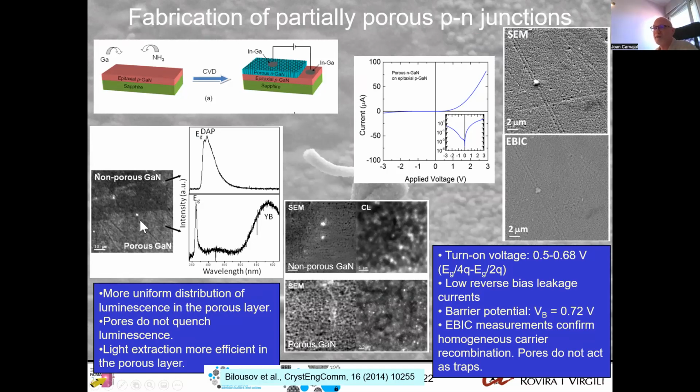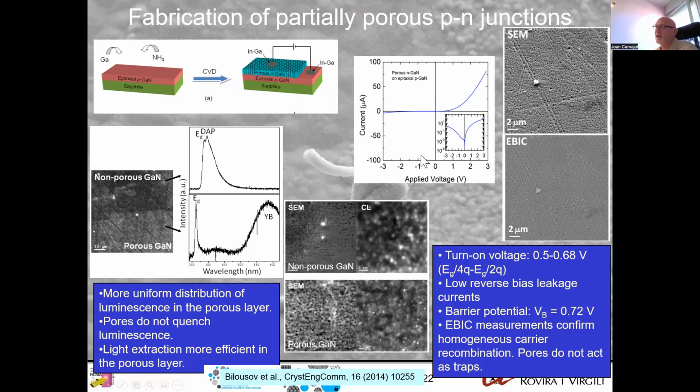Here we can see the difference between the luminescence and the spectra that we are obtaining for the substrate and the porous layer, and we can see that it is brighter in the porous layer. So we have a more uniform distribution of luminescence in the porous layer, and the pores do not quench this luminescence. Apart from that, the light extraction is more efficient in the porous layer.